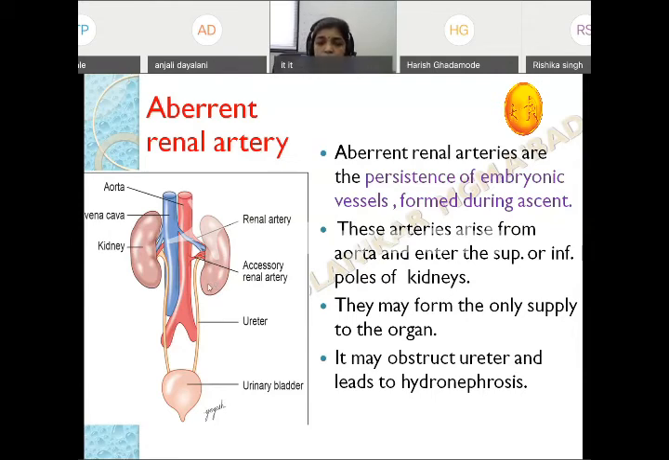They may form the only supply. Many times the renal artery is missing and this accessory renal artery is the only blood supply to the kidney. And they may obstruct the ureter also and form a hydronephrosis.